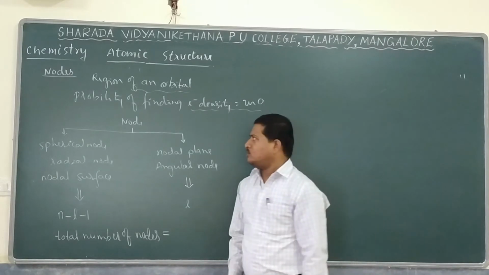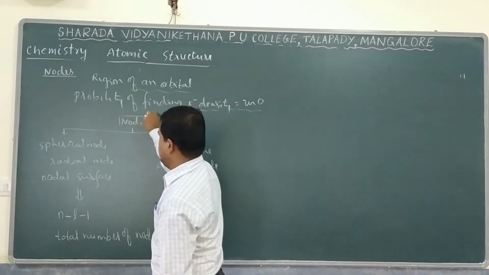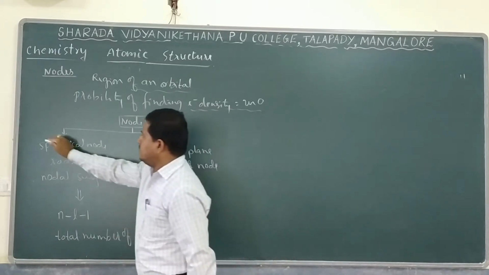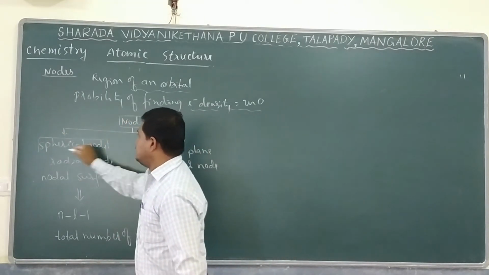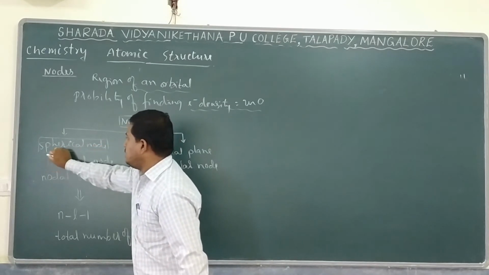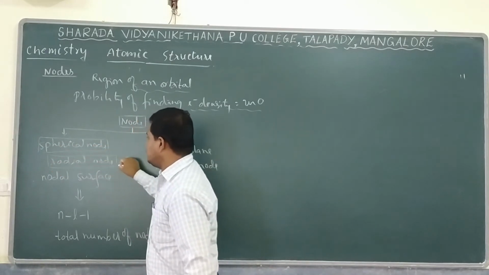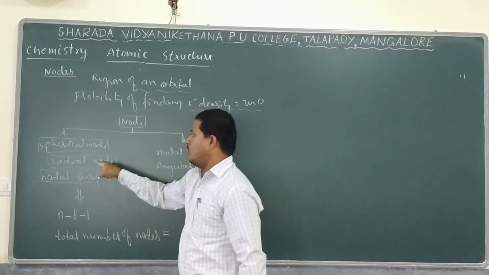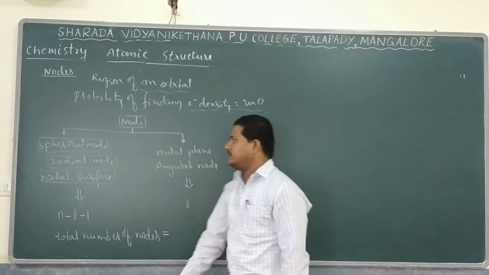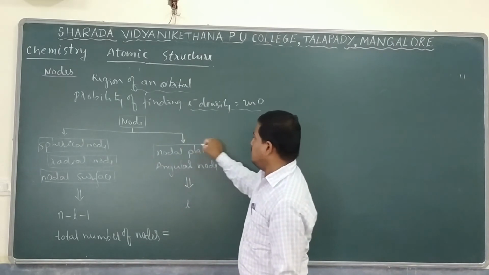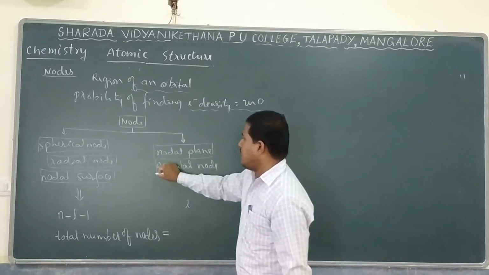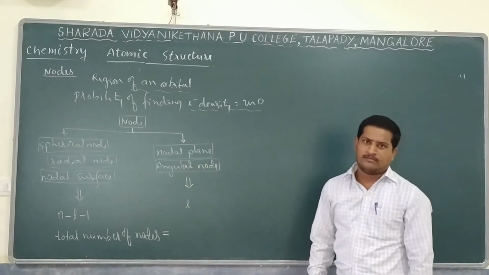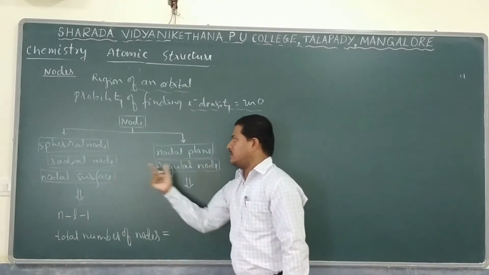So there are totally two varieties of nodes one can find. There are two types of nodes for an orbital. One is the spherical node. It is also called a radial node, or we can also say a nodal surface. So spherical node, or radial node, or nodal surface. Another one is the nodal plane, or we can say angular node. These are the two categories one can find.